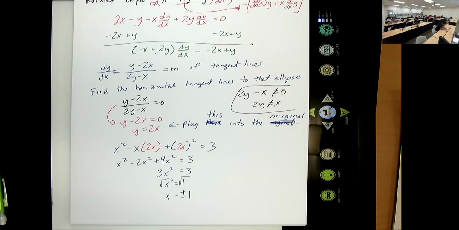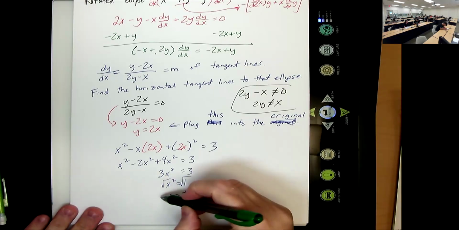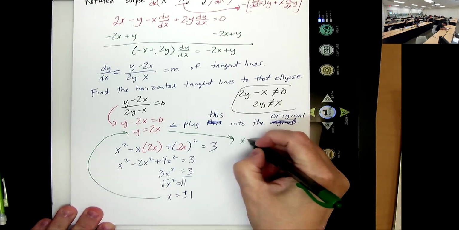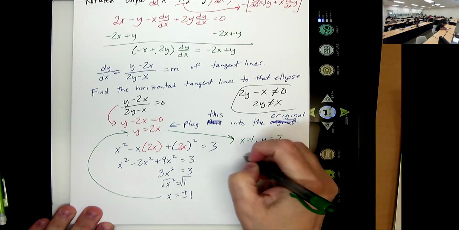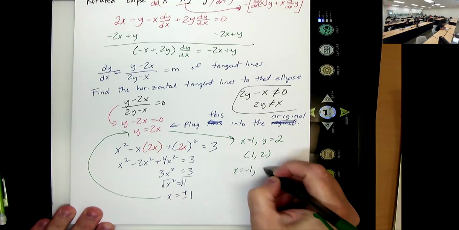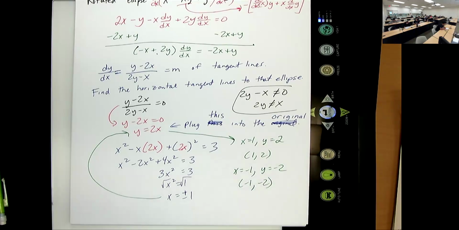And we're looking for coordinates, so we need the y value. We'll take these and plug these into y equals 2x. So when x equals 1, y equals 2 times 1 is 2. And when x equals -1, y equals -2. So we got the coordinates (1, 2) and (-1, -2).